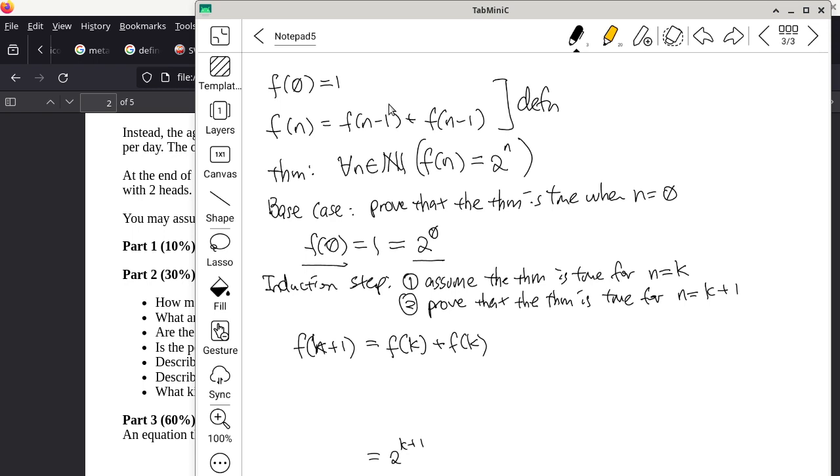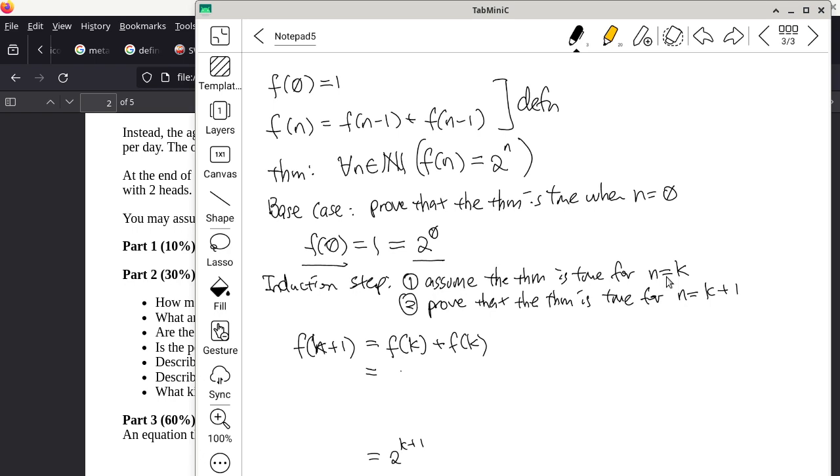So the challenge is not about the definition of f. That is fine. That is a given. We don't ask why. The challenge is, is f of n equal to 2 to the power of n? That is the challenge. Can we establish that? So this part here is not a big thing. It's just by definition. So now we use the assumption. Okay, what assumption are we talking about? That the theorem is true for n equals k. So that means f of k is 2 to the power of k.